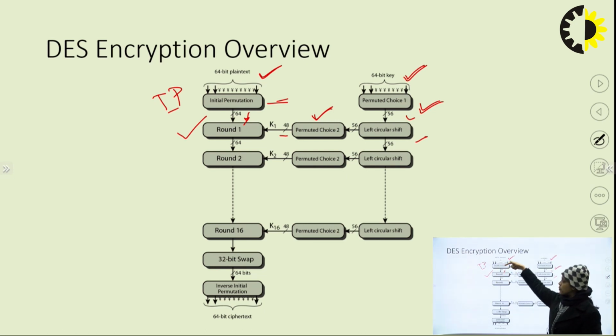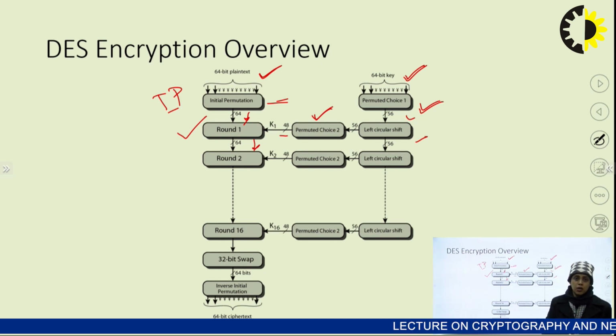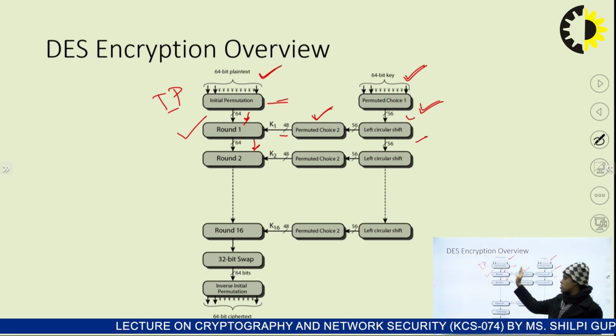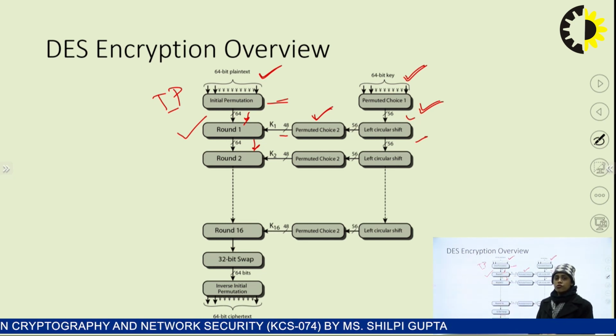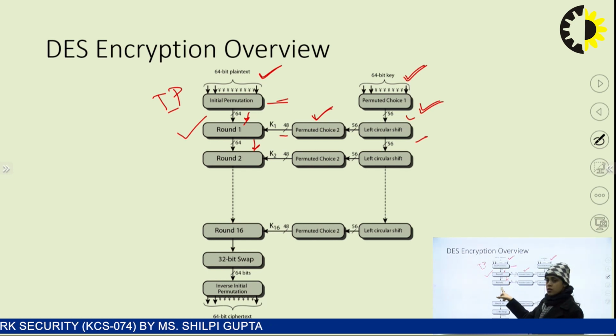Whatever input is coming from the initial permutation of 64 bits and whatever key is coming out of these 48 bits, both of them are processed over here and produce an output which will act as an input to the next round. So here you can see how the processing done in a particular round contributes as an input to the next round. So here's round 2.